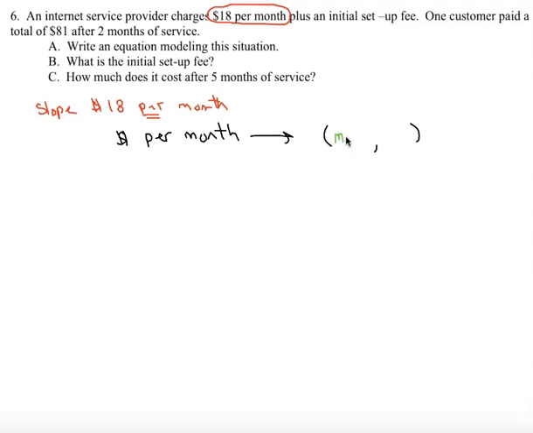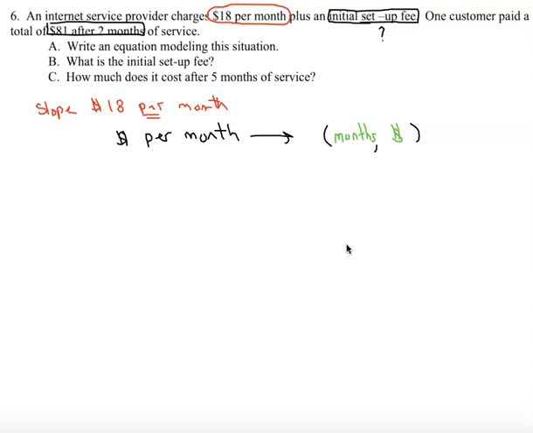So this is going to be months, and this is going to be dollars. Months is a form of time, and time is always going to be your x. So months, comma, dollars, and then if I read on, plus an initial setup fee. Well, I don't know what that initial setup fee is. That's unknown for me right now. And it says one customer paid a total of $81 after 2 months of service.